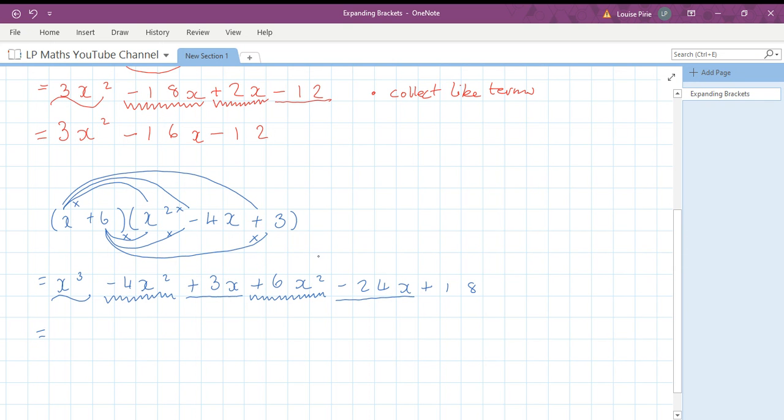Okay, x cubed, is there any others? No, there isn't. I can just bring that down, that's x cubed. I've got minus 4 plus 6, so that is a plus 2x squared. I've got plus 3 minus 24, that is minus 21x, and I have a plus 18 at the end.